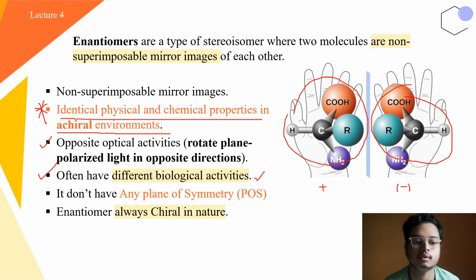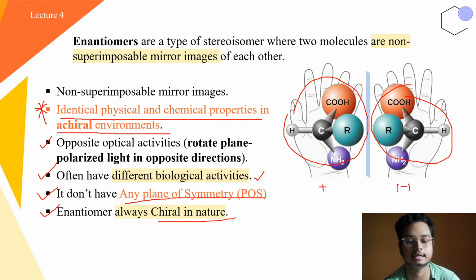Another thing is that an enantiomer doesn't have any plane of symmetry, or POS. Also, an enantiomer is always chiral in nature. So these are the properties of enantiomers.